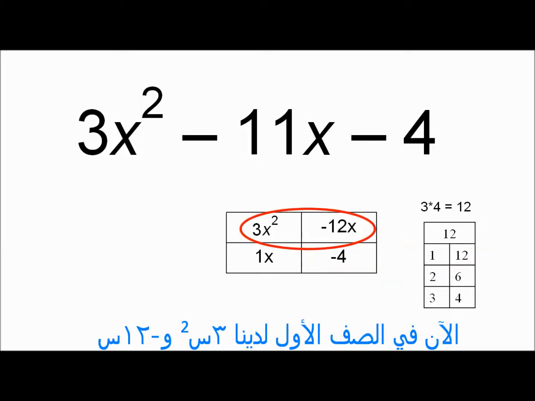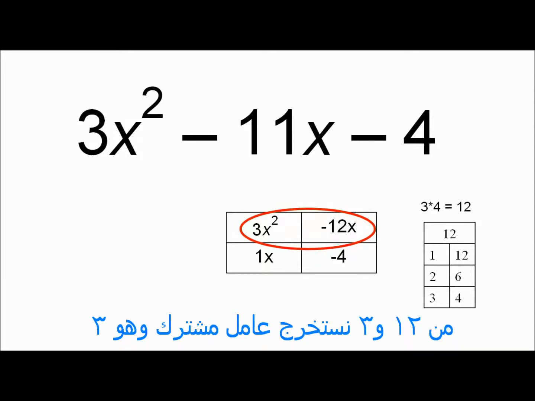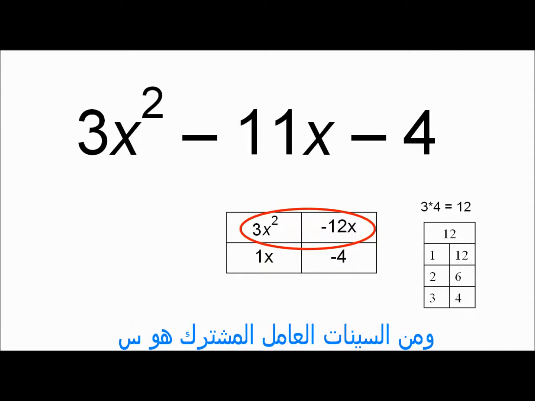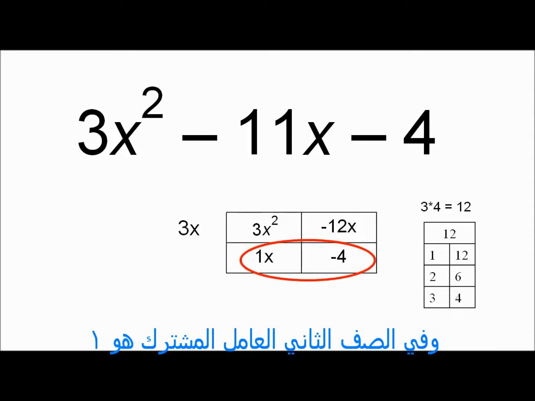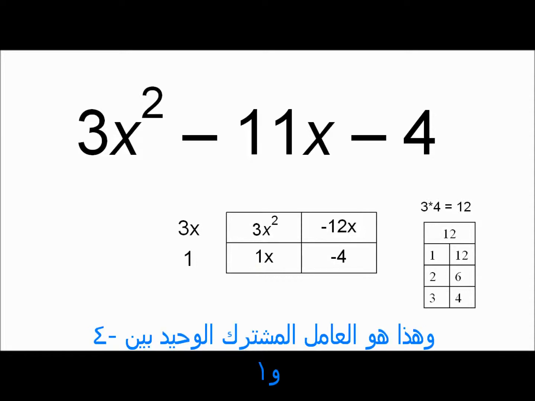Now, in my first column, I have my 3x squared and negative 12x. Out of my numbers 3 and 12, I can factor out a 3. Out of the x squared and the x, I can factor out only an x. So together I am factoring out a 3x out of those first two terms. In my second column, I can factor out a 1. It's the only thing that will go into 1 and negative 4 evenly.